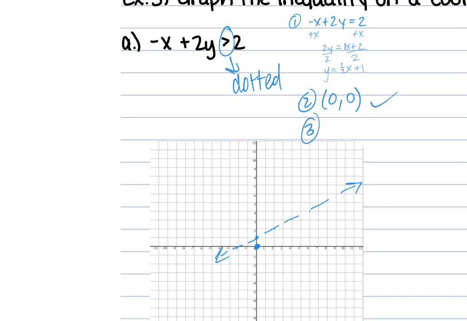And step number 3 is actually plug it in. So plug in 0 for x, plug in 0 for y, and see if it works. We've got negative 0 plus 2 times 0 should be bigger than 2. This is going to be 0 plus 0, which is just 0. Is 0 bigger than 2? No. So what do we do with that information? Andrew? You shade everything on the other side. The point was below it, right? So now we're going to shade above it.